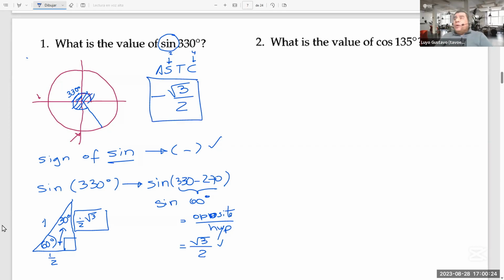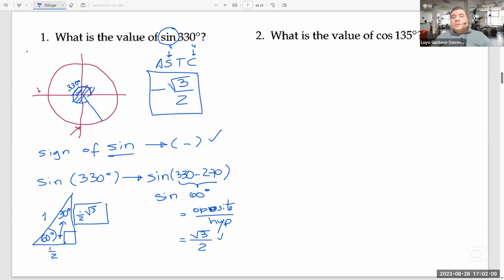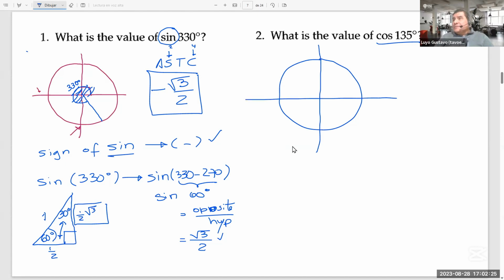You can try this one first, okay? Then we'll see the answer. Try it on your own. So if we determine here the cosine of 135, let's first imagine in which quadrant the radius that forms this angle with the positive horizontal axis is placed. So it should be like this probably.